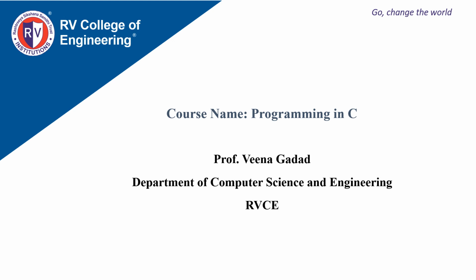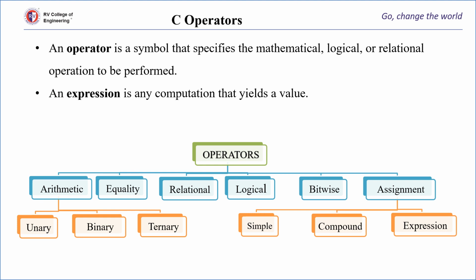Hello everyone. In this video we will understand about C operators. An operator is basically a symbol which specifies the operation that has to be performed, like mathematical, logical, relational.